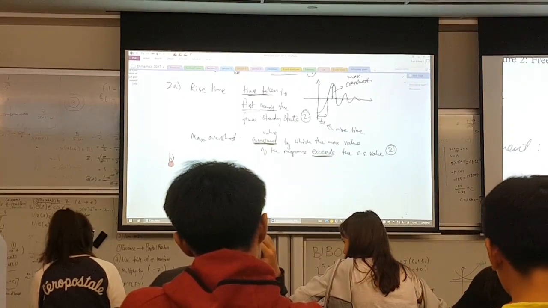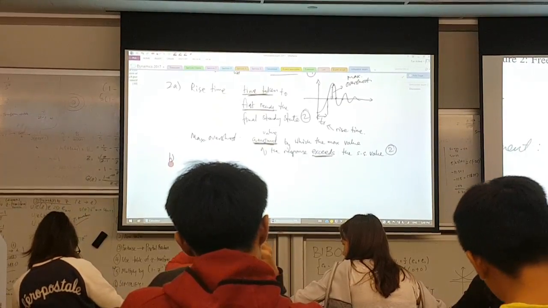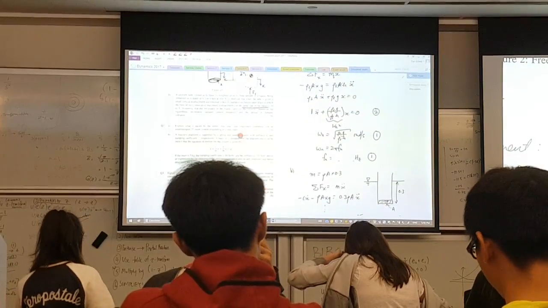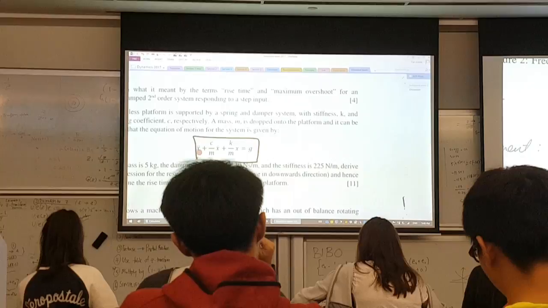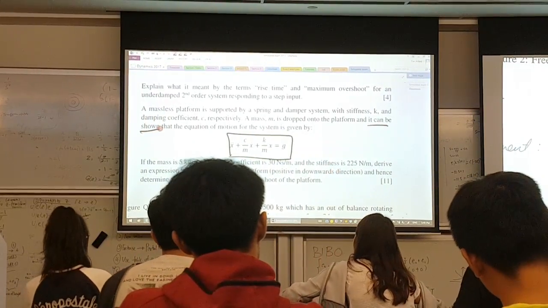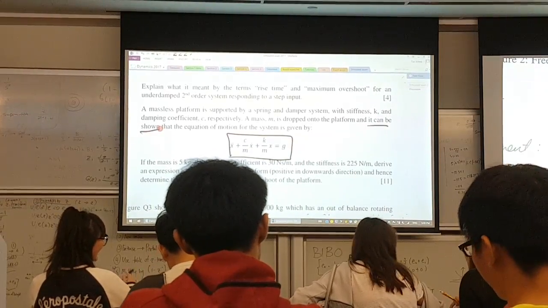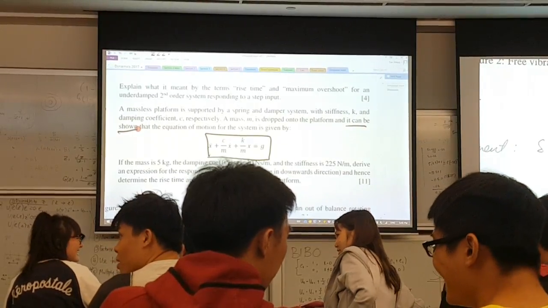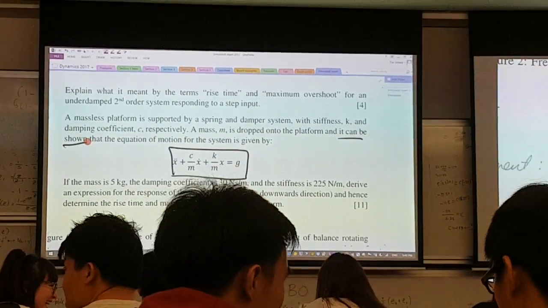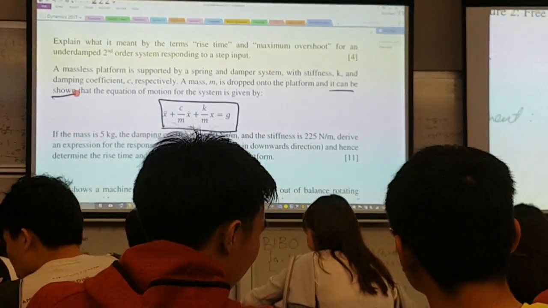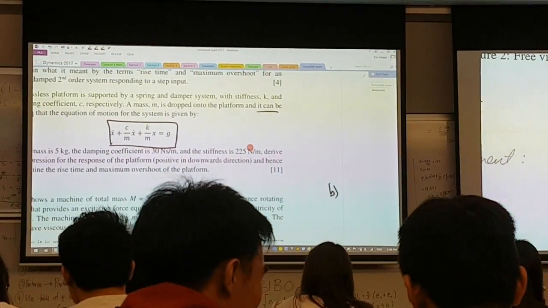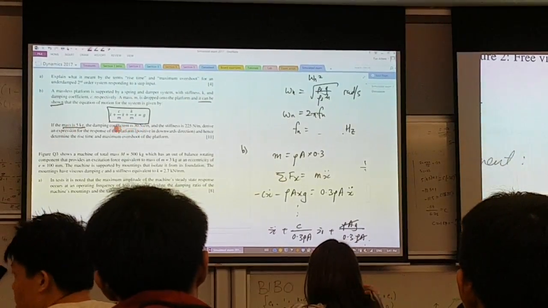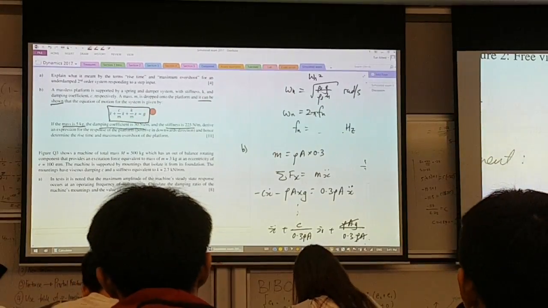So part B. Now the interesting thing about part B is that if you go about showing this, then you don't get any marks, because it says it can be shown. It's not asking you to show. So you don't have to show that. It says that it can be shown. So the next thing is to take the mass, damping coefficient, and stiffness and put them in there to do the calculation. That's all.